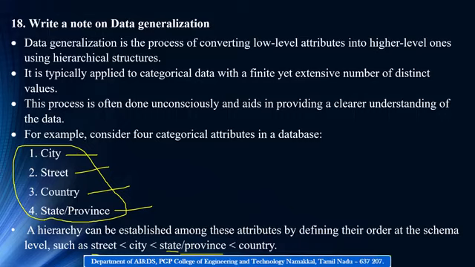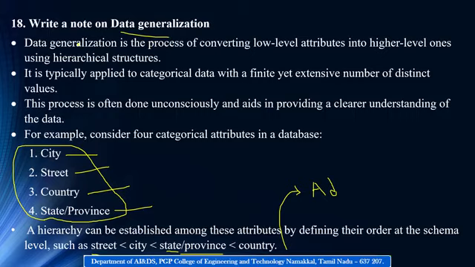That means I'm arranging them in a hierarchy order. If you do it like this, I can give a common name for this, and the common name is going to be the address. This is called generalization. Which is the low level attribute, which is the high level attribute. All the attributes will be arranged in a proper order. If you do that, that is the data generalization concept.